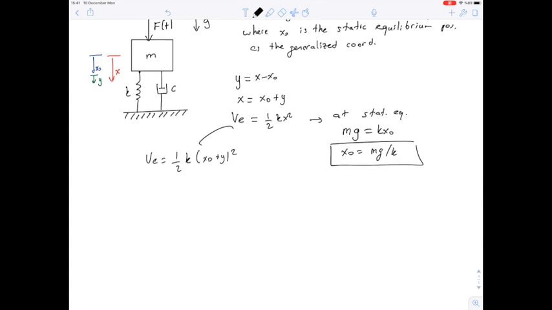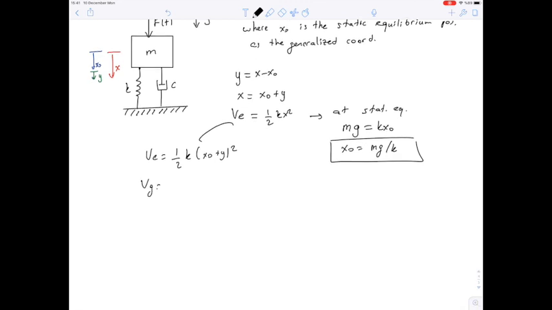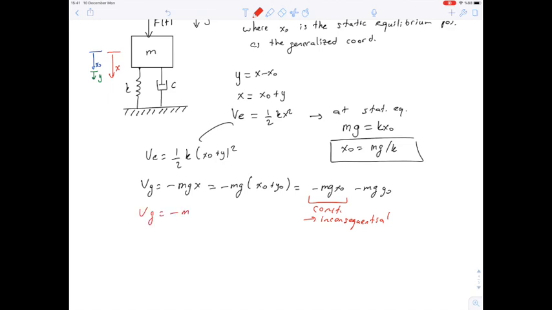Okay. And for the gravitational potential energy, if you want, you can simply take it as minus mg times x, the total displacement, so this is minus mg (x0 plus y). And we know that minus mg x0 is a constant, so it will have no role. It means it's inconsequential. So you could have directly written minus mg, sorry, this is y, right? Minus mgy instead.